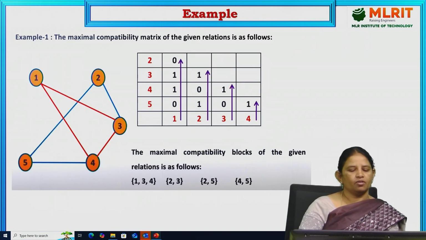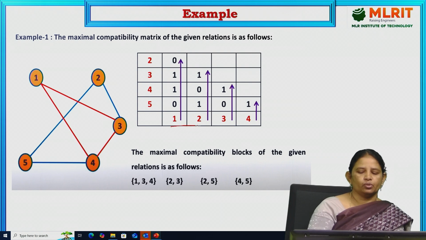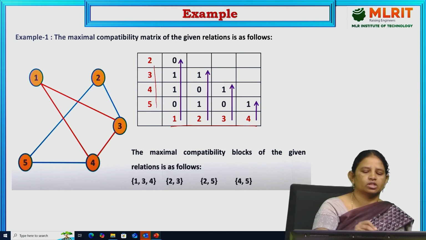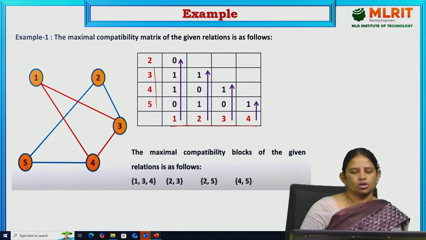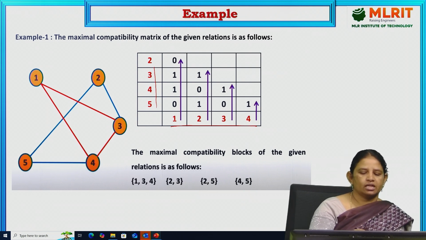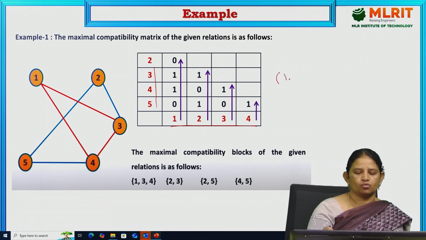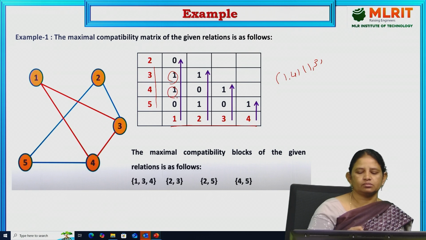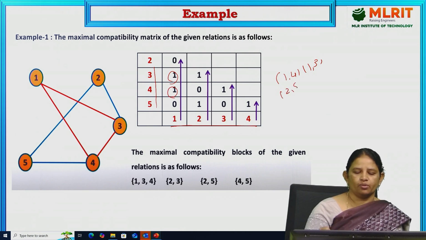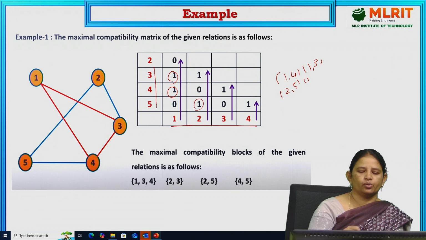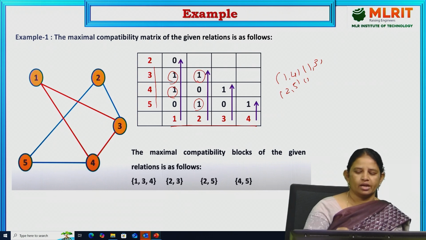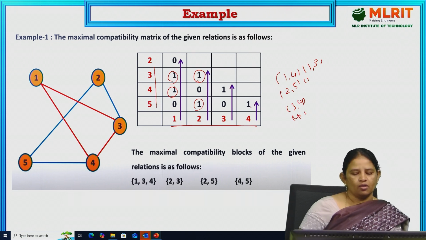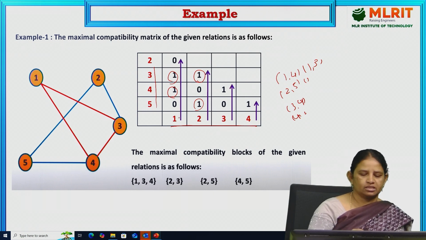Consider the example with elements 1, 2, 3, 4. We have to start from 5, 4, 3, 2, 1. So how to form the relation? Suppose there is a relation 1, 4 and then 1, 3. If the relation exists, you keep 1. Next, 2, 5 and 2, 3. Relation exists, put 1; the remaining are zeros. Next, 3, 1. After that, 4, 1. Then 3, 4, then 4, 5. Keep ones. Now, you have to start from the leftmost column. Okay, this is the leftmost column.